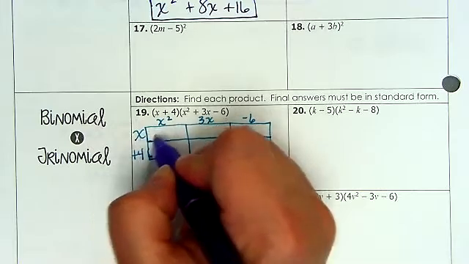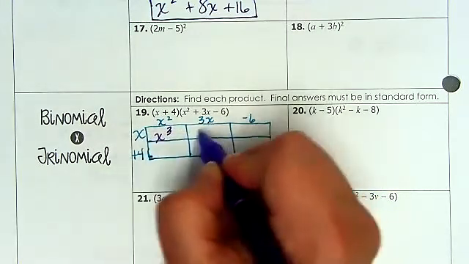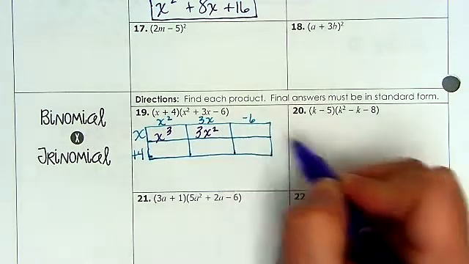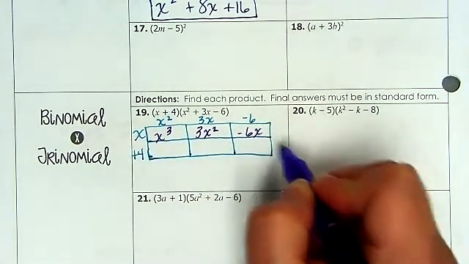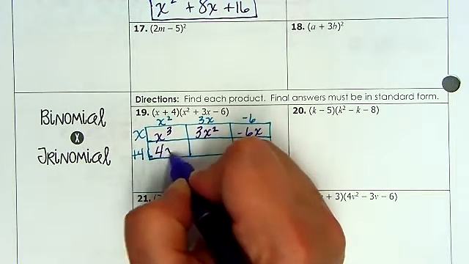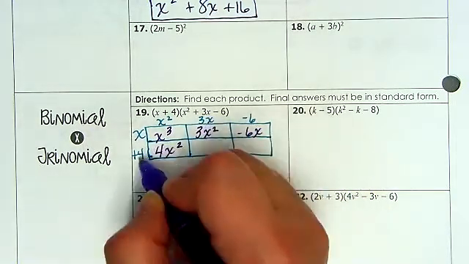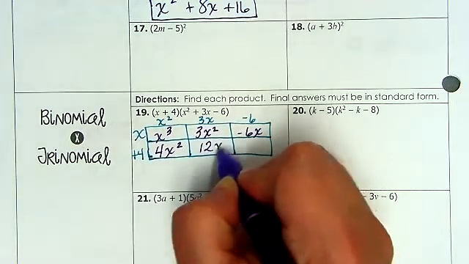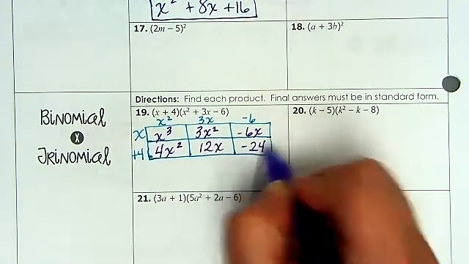X squared times x, that's going to give me x to the third. 3x times x gives me 3x squared. -6 times x gives me -6x. X squared times 4 gives me 4x squared. 3x times 4 gives me 12x. -6 times 4 gives me a -24.